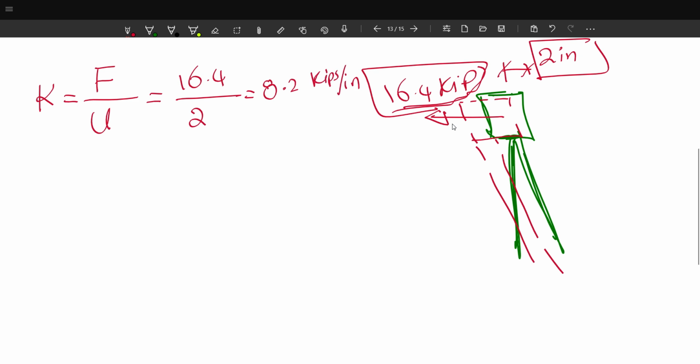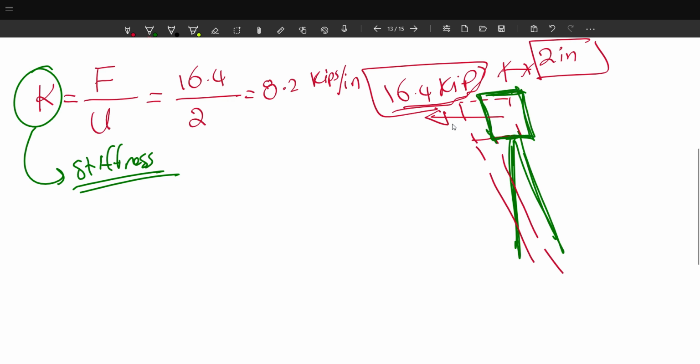So what is the meaning of this? As we said, this is the stiffness of the system. What is the meaning of the stiffness? It is the force needed for displacing the mass of this system, which is an empty tank, by unit displacement. So we are having 8.2 kips required in order to displace the mass or the empty tank by 1 inch. This is the meaning of the stiffness.